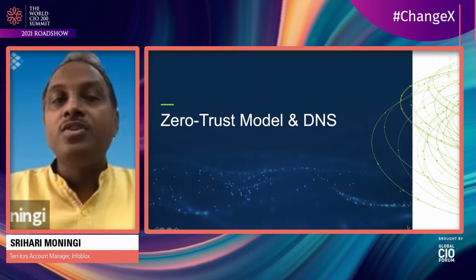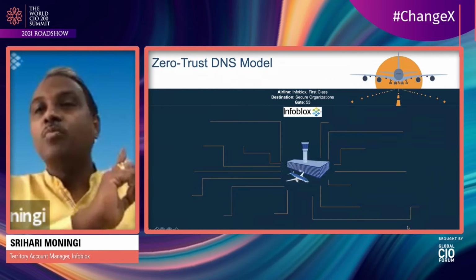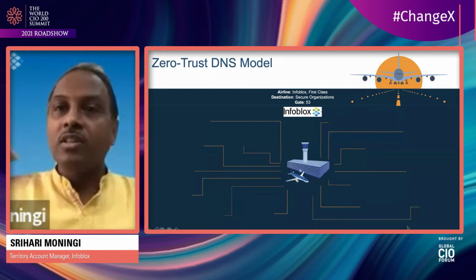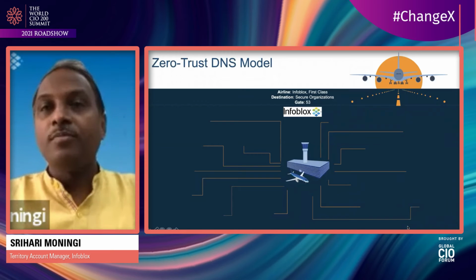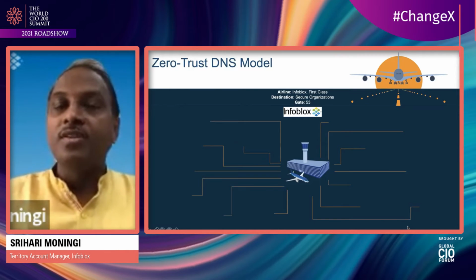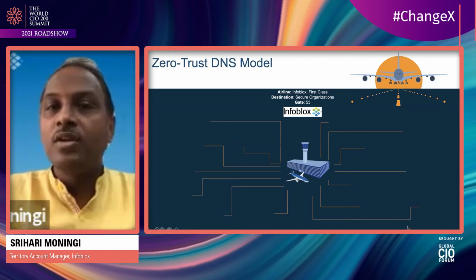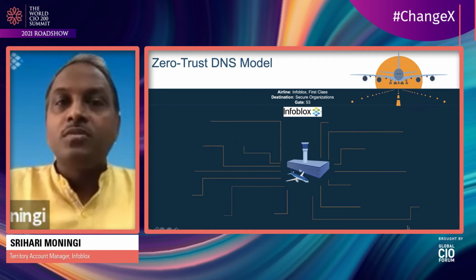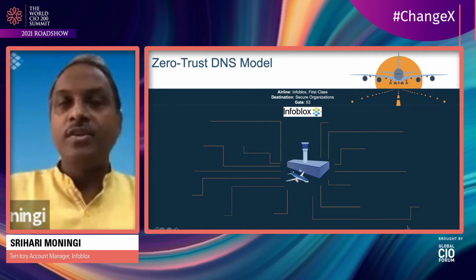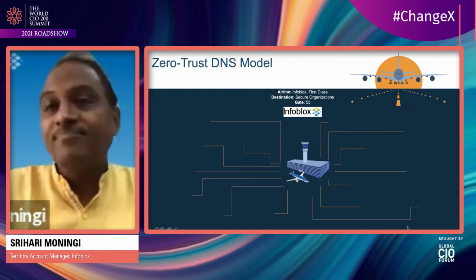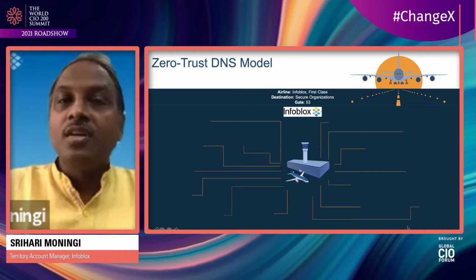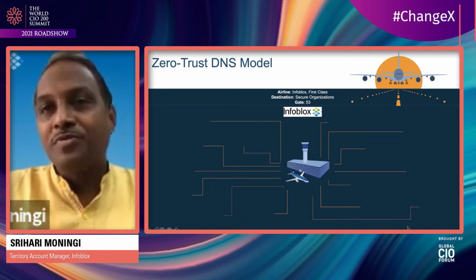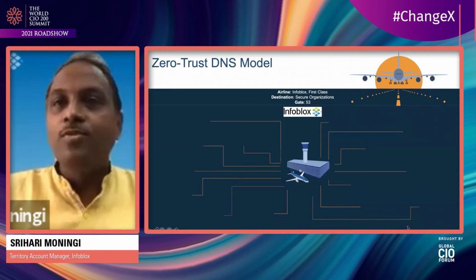Now, how do we correlate between zero trust and DNS? Again, we're going back to the old model, the traveler experience, where you could see that we have correlated from checking your boarding pass and everything all the way to takeoff. The same way we'll give you a comparison or an explanation of how it is going to happen. So if you look at it, we are considering the airline as Infoblox first class. That's our privilege. Our destination is secure organizations, and obviously the gate is nothing but the port, which is port 53. So it's UDP 53. So let's go one by one again.